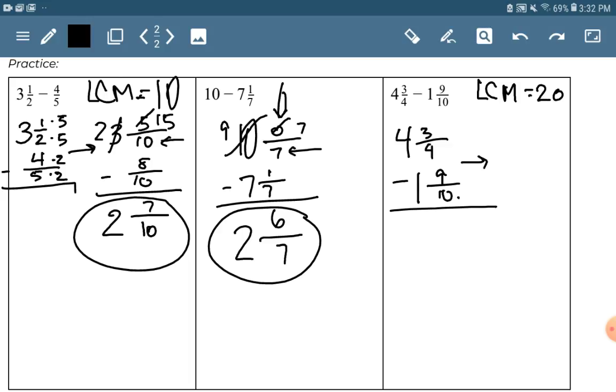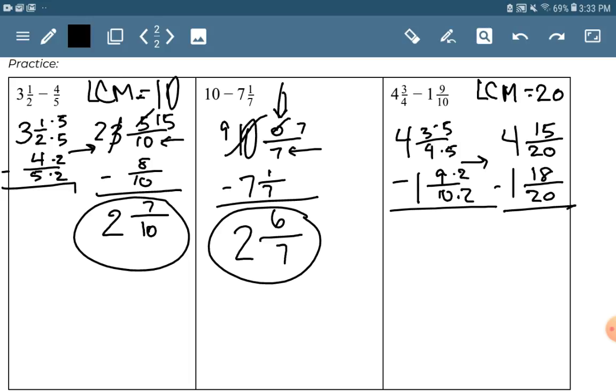I'm going to go ahead and adjust my fractions with that new common denominator. My whole number stays the same, but my denominator 4 is changing to a 20. To turn a 4 into a 20, I have to multiply by 5, and I have to do the same thing to the top. 3 times 5 is 15. For my second fraction, my whole number stays the same, but I am changing the other parts. To turn a 10 into a 20, I have to multiply by 2. Do the same thing with the top. 9 times 2 is 18.